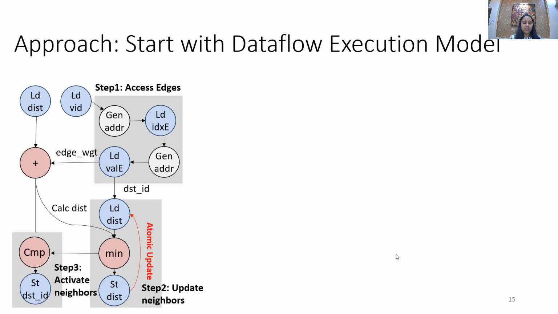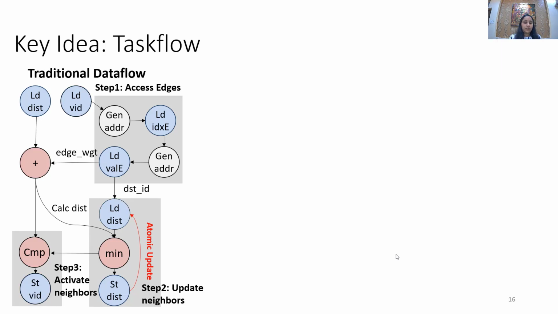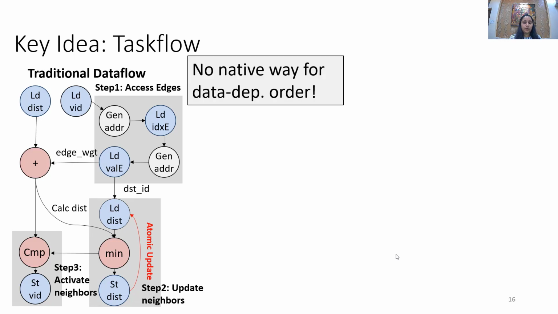Finally, based on a condition, these destination vertices may be activated, that is stored in some memory location for active vertices. Now, there are two main limitations of the traditional data flow model. First, it does not have any native support for data-dependent ordering, and relying on a software-based priority queue would dominate the execution time. And second problem is, some tasks like atomic update would best work when executed near data.